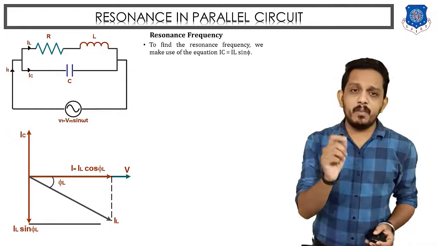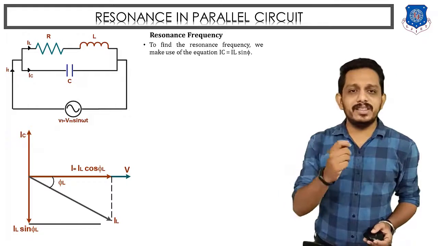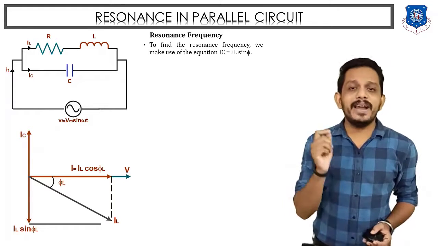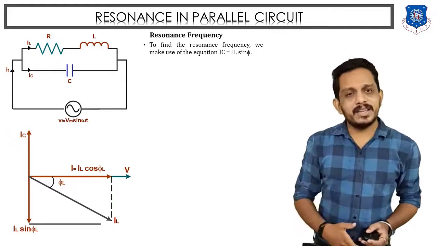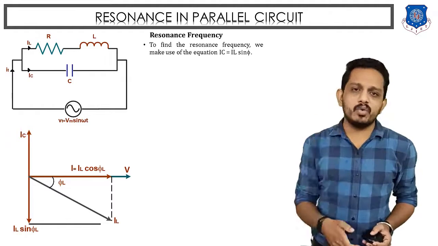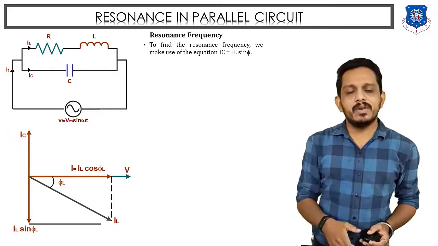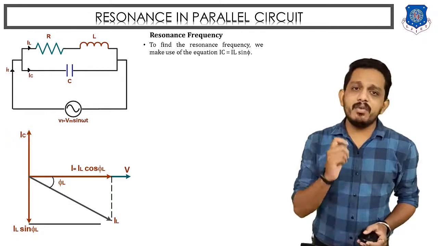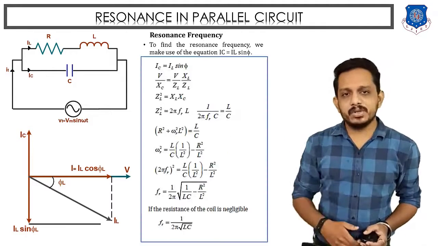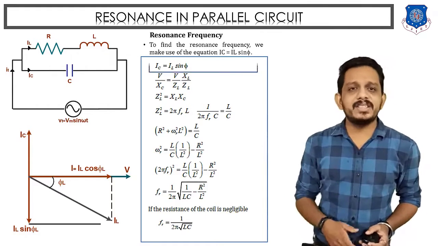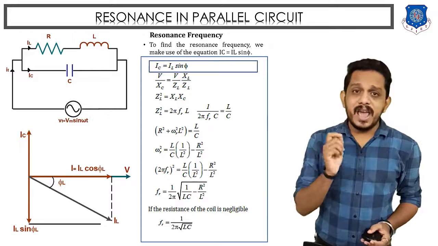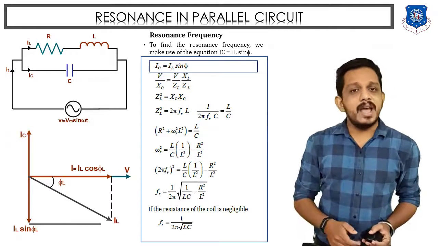So if you want to make resonance condition in this parallel circuit, then you have to find the frequency at which this IC becomes IL sin phi. So we have to compare these two quantities as IC is equal to IL sin phi, and we have to derive the equation of resonance frequency like this.